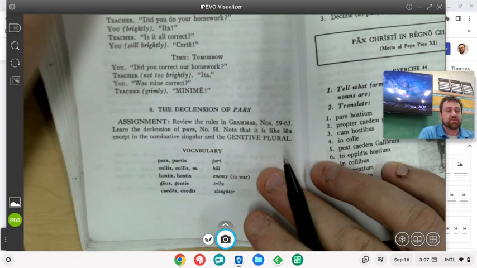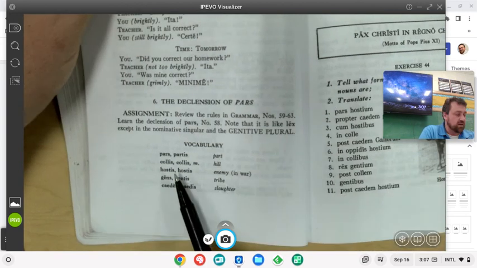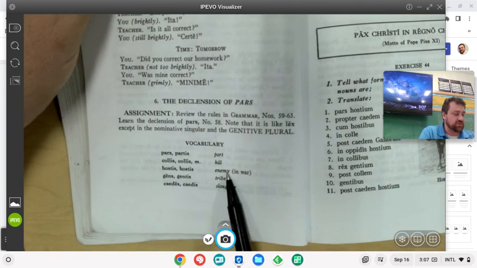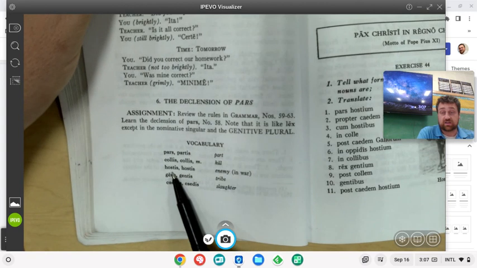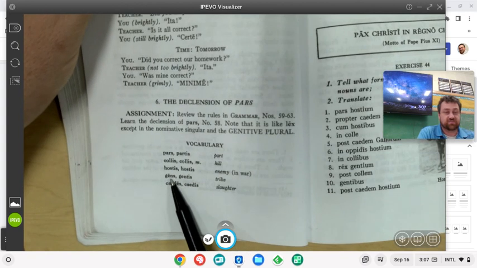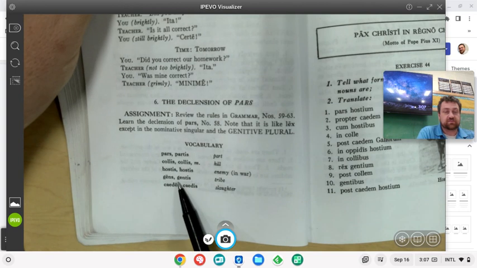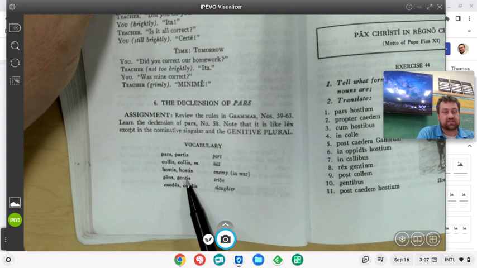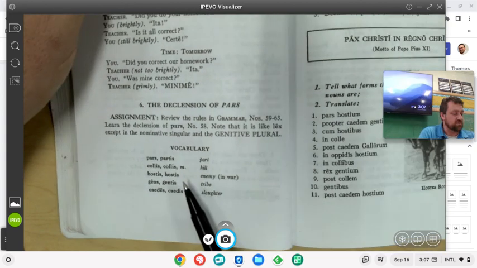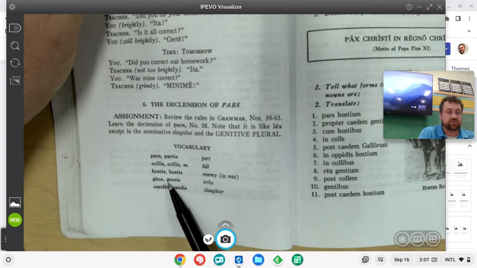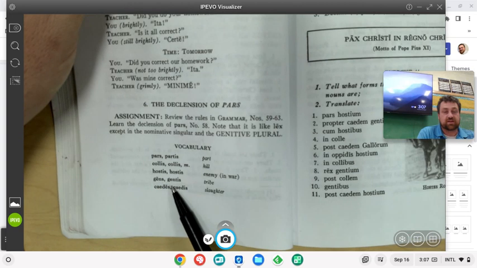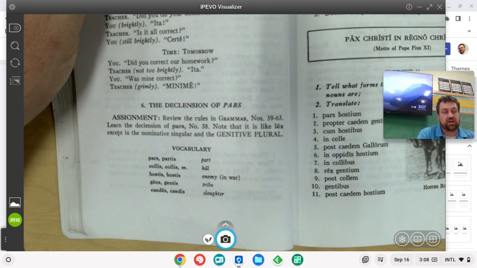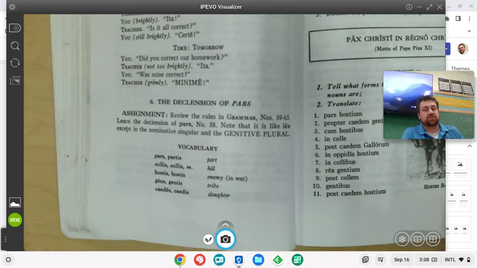And so one way that we can remember that hostis, hostis means enemy is hostile. The word hostile means enemy-like. Gens, gentis seems like it should be easy for some reason, but I'm struggling to think of a derivative word. And I don't think I have anything for caedes, caedes. But we do have pars, partis, obviously meaning part.